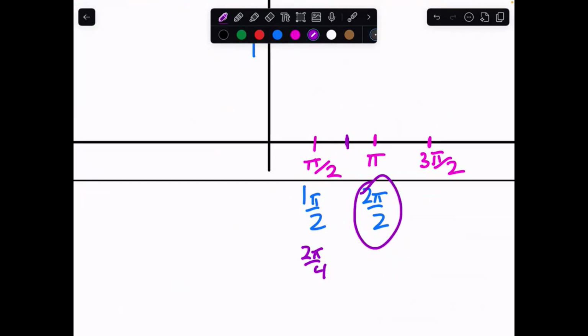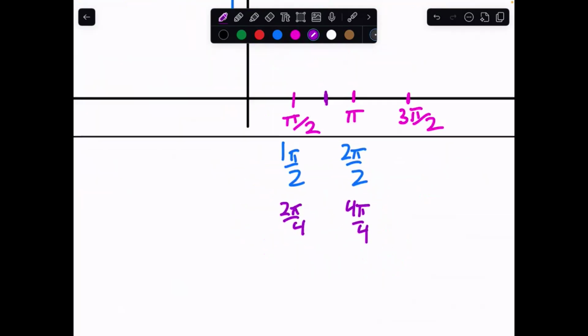And same thing over here. If you double both top and bottom, you get 4 pi over 4. Okay, so now it's a lot easier, right? Because the pi over 4 part matches, so you keep it. And you only need to figure out what's halfway between 2 and 4, which is 3. So the angle that's halfway between pi over 2 and pi is going to be 3 pi over 4.